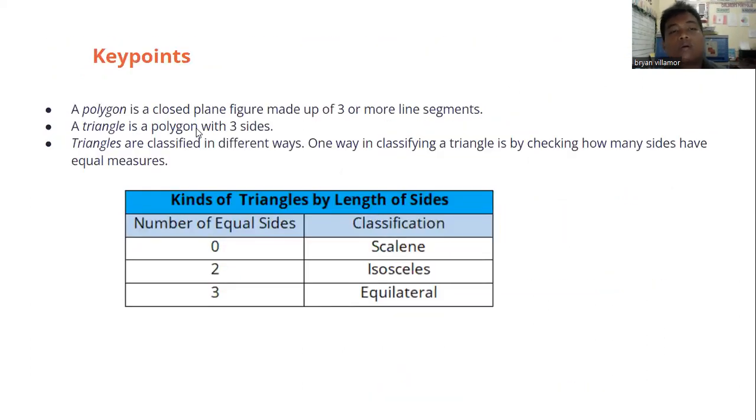Okay, a polygon is a closed plane figure made up of three or more line segments. A triangle is a polygon with three sides. Triangles are classified in different ways. One way of classifying a triangle is by checking how many sides have equal measures.